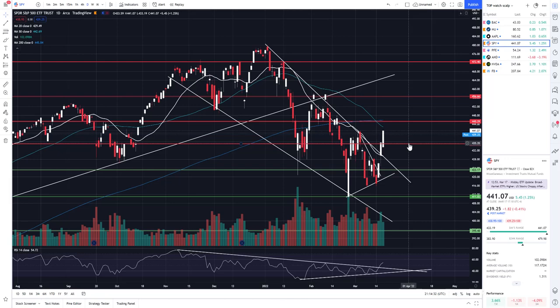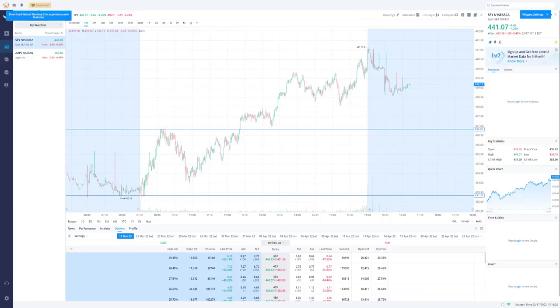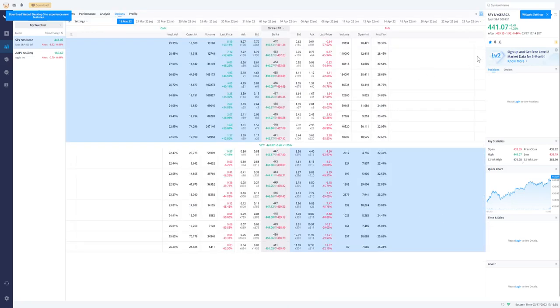So very quickly, to give a bit more detail on the options, here are the options contracts for today on SPY. The current closing price was 440, 441.